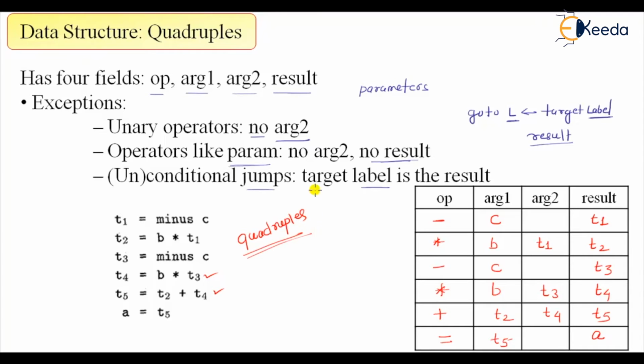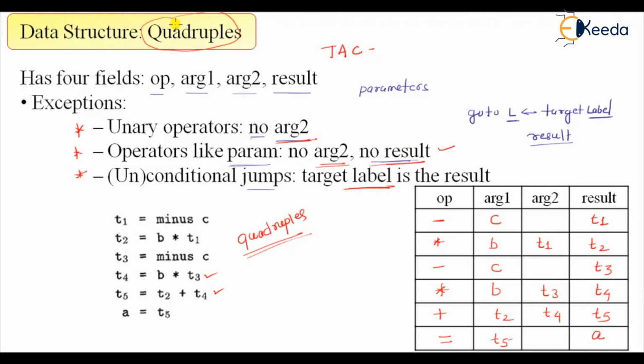This is how it has resulted. A unary operator has no argument 2. Param has no argument 2 and no result. Minus we have seen, and for an unconditional jump, the target label will be in the result. So there are a few small but important points written here. I hope you understand this example and how these 3-address codes are represented as quadruples. That's all for this.